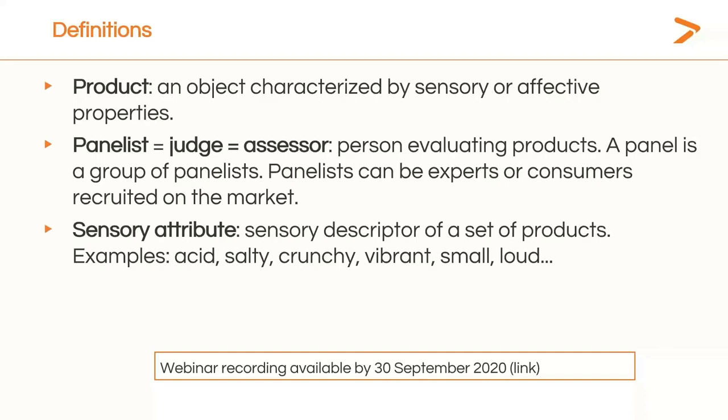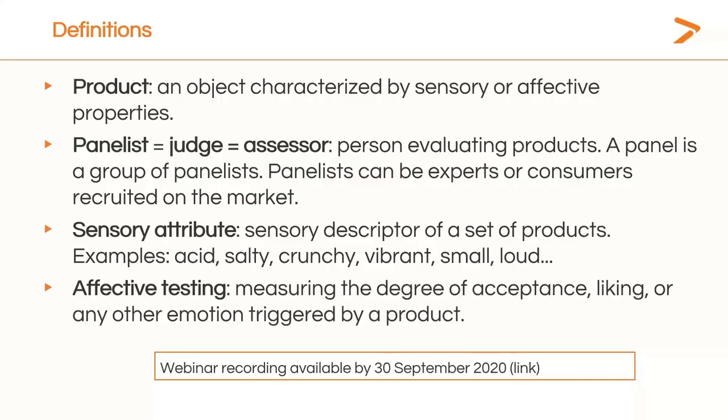A sensory attribute is a sensory descriptor of a set of products. For example, acid, salty, or crunchy for food products, vibrant for car products, and so on. Then affective testing is measuring the degree of acceptance, liking, satisfaction, security, or any other emotion triggered by a product. So there are 2 distinct blocks of variables we'll be investigating today: sensory attributes, or how the products are perceived by human beings, and the emotions that are triggered by these products. And today we're going to relate both blocks of variables.